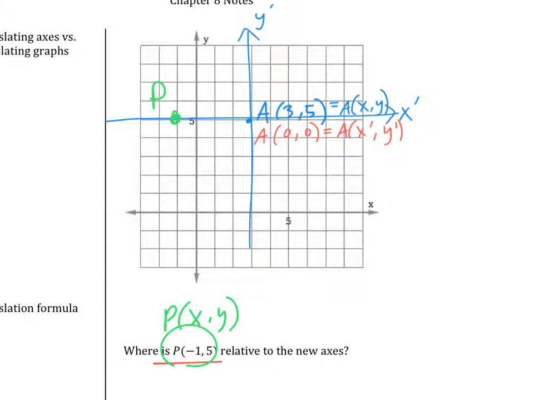Okay, negative 1, 5 is in the original coordinate system, x, y. According to A, which is now the new origin, what is P relative to A in the new coordinate system? Negative 4, 0. So basically, if we think of A as the new origin, where is P relative to this new origin? Negative 4, 0. Makes sense. Okay, so let's try another one.